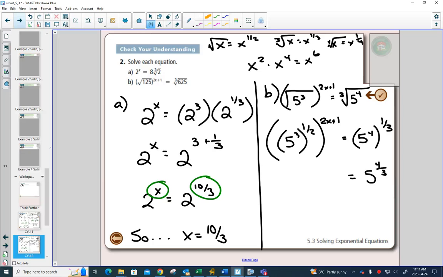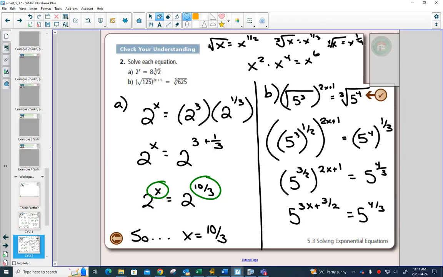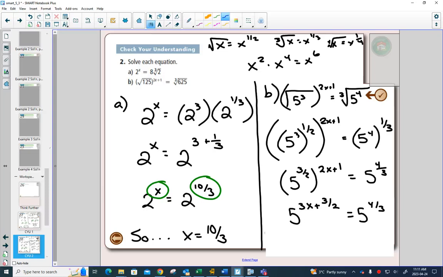This side I'm going to do in 2 steps. 3 times 1/2 will be 3 halves. And then 3 halves times 2x plus 1. And we got to the stage where we have a single power here and a single power here. So we can go, so 3x plus 3/2 should equal 4/3.